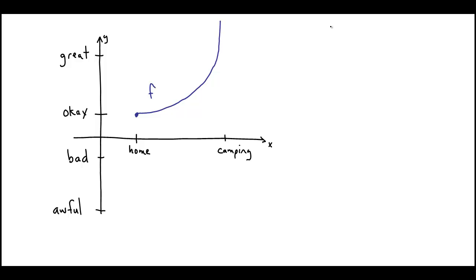Okay, now for another silly graph. Same y-axis. How good or bad is it if you're at home or you're camping? Now, this person's graph seems to go shooting off. At home it's okay. The closer they get to going camping, it just goes off the chart how awesome this person's life is. Okay, and to indicate that it goes perfectly flat up there, we'll often have a dotted line. This is a vertical asymptote.